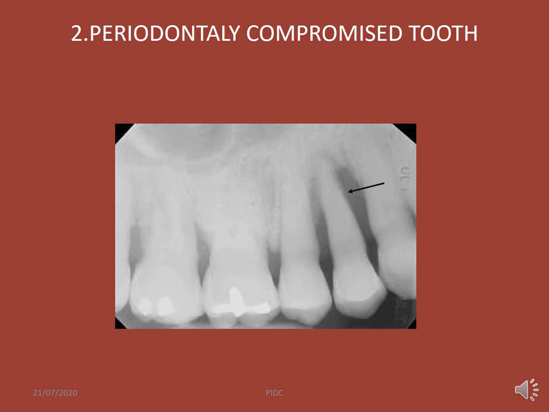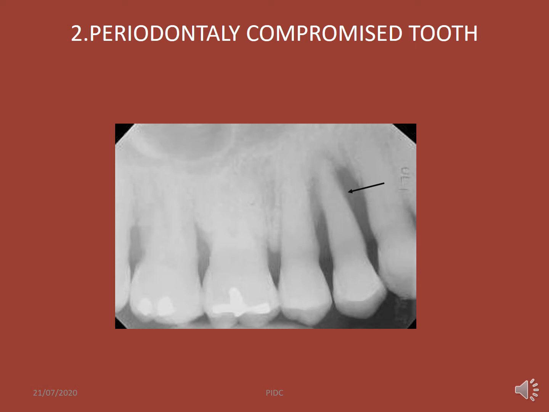Periodontally compromised tooth. As I said, with endoperio lesions or periodontally compromised tooth, you may have to do a root canal treatment. But in certain cases, if the tooth is severely periodontally compromised, as you see here in a radiograph of a premolar, the bone loss is extending almost till the apical one third, so it is severely periodontally compromised. So here the endodontic treatment, even though it has been done, may not be successful.